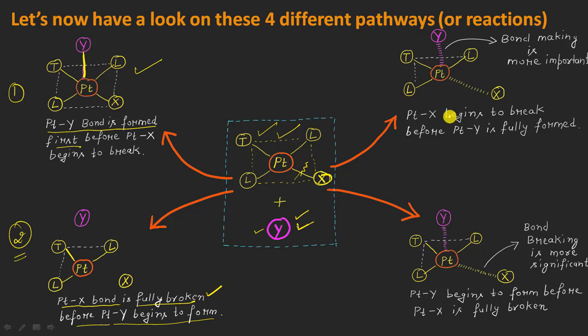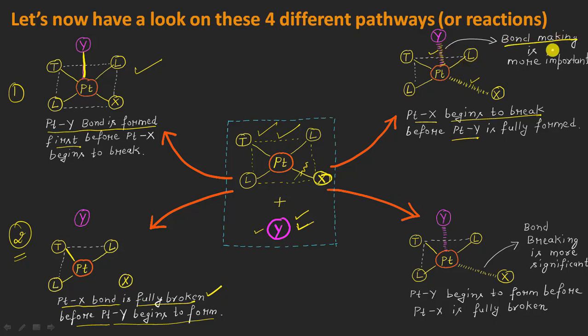The third possibility is what? That the platinum and X bond, I mean this bond here, begins to break before the platinum and Y bond is fully formed. I mean this bond here, right? So what will happen in the third possibility? That this bond we are talking about will begin to break here before the platinum and Y bond is fully formed, right? But the difference is what here?